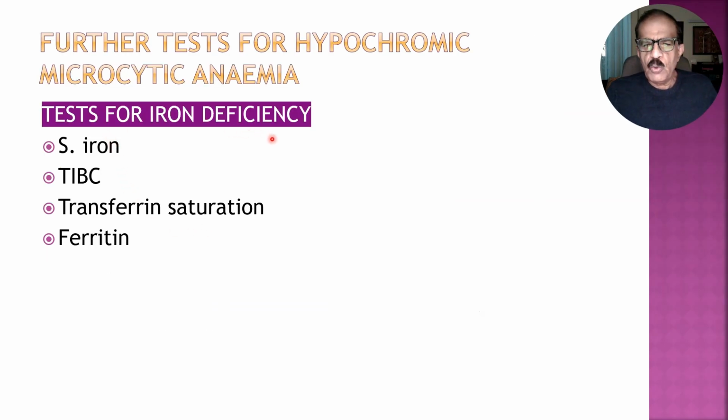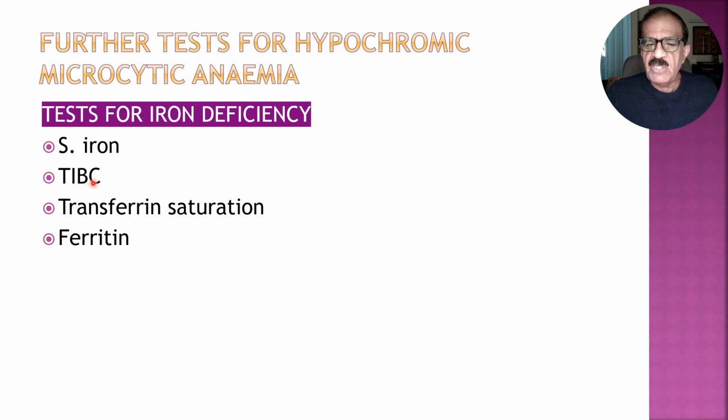If you need to investigate iron deficiency, these are the tests. Serum iron can be done, total iron binding capacity can be done, transferrin saturation will be done, and ferritin can be done. All have limitations. Iron has this limitation that it is possible that patient has started taking iron recently. So if you test iron, it might come out to be normal, but patient still has iron deficiency anemia.